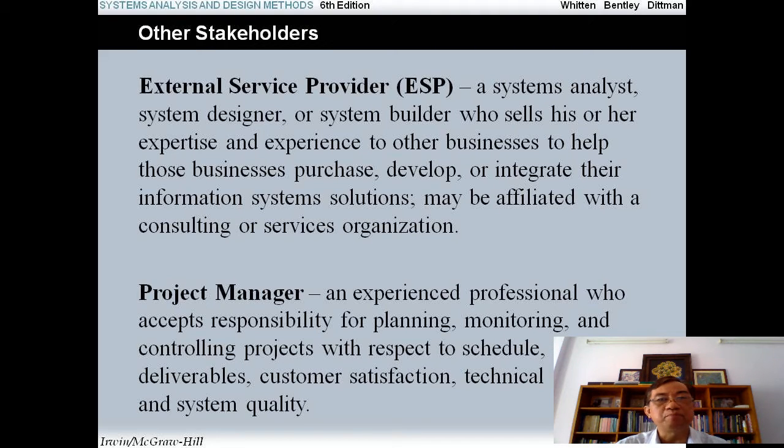Project manager: an experienced professional who accepts responsibility for planning, monitoring, and controlling projects with respect to schedule, budget, deliverables, customer satisfaction, technical standards, and system quality.